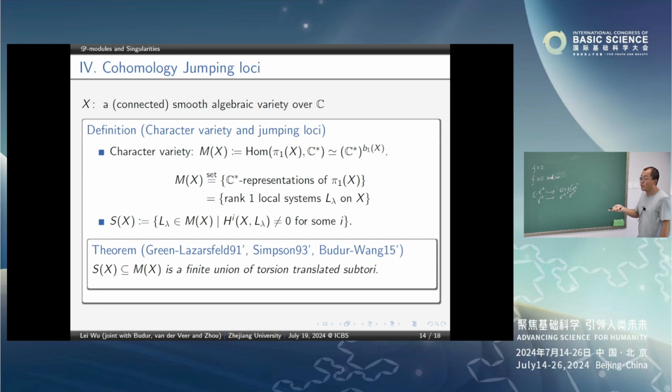This is very similar to the monodromy conjecture. Right? This is actually a generalization of the monodromy theorem. Right? So torsion translated means, in the one-dimensional case, it's just the roots of unity.